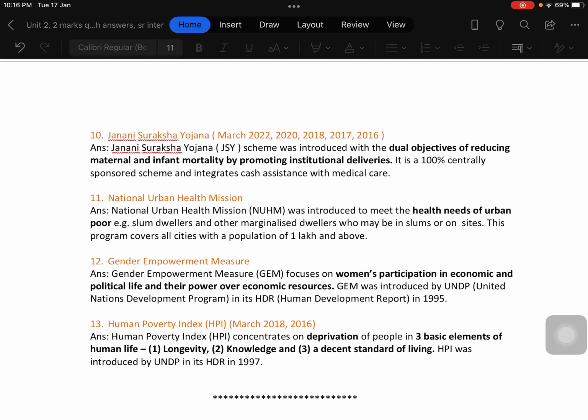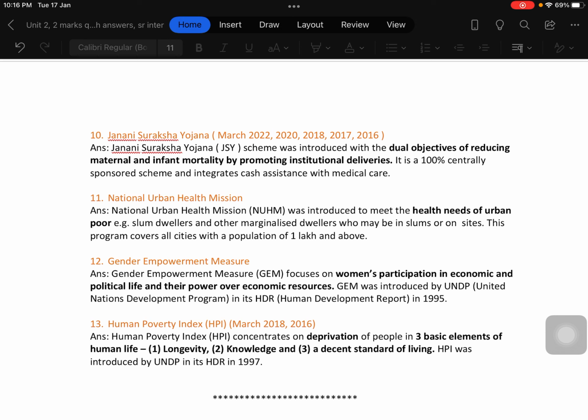So it is a 100% centrally sponsored scheme, that is, financially it is sponsored by the central government, and it integrates cash assistance with medical care. So the beneficiaries will be provided both the financial assistance as well as proper medical care. So that is the Janani Suraksha Yojana scheme.